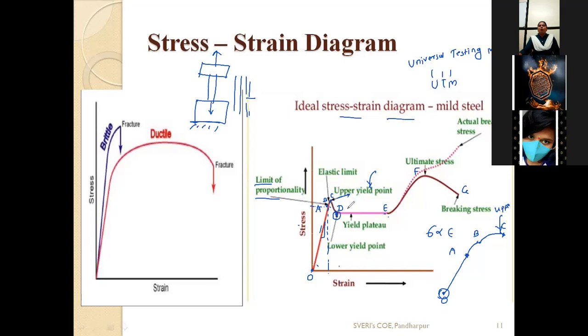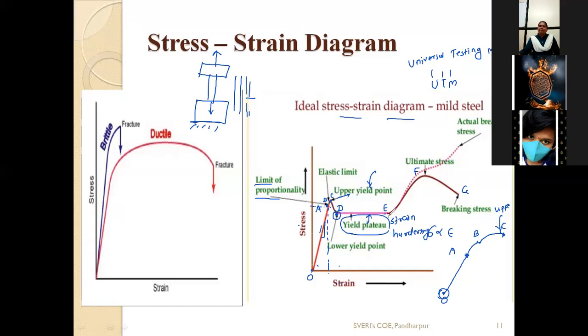After that, in between D to E, there is no increment in stress. Only strain is increased. So this D to E portion is called strain hardening, or this is called the yield plateau. In the D to E portion, your stress is not increasing but strain has increased. So this is called the yield plateau.